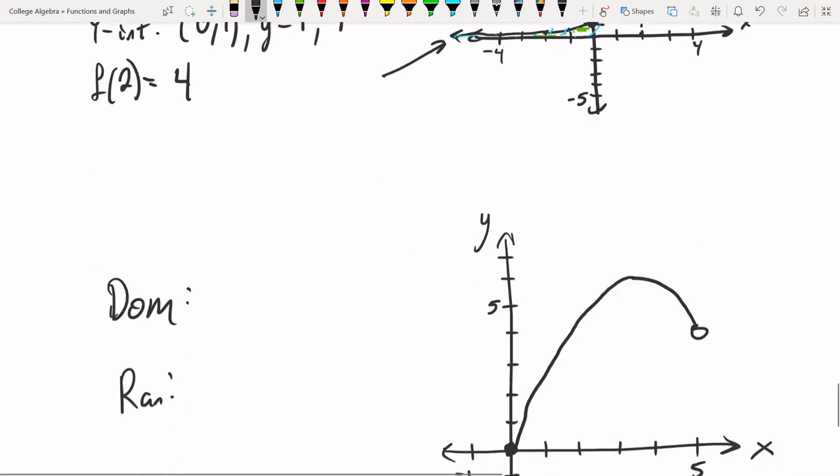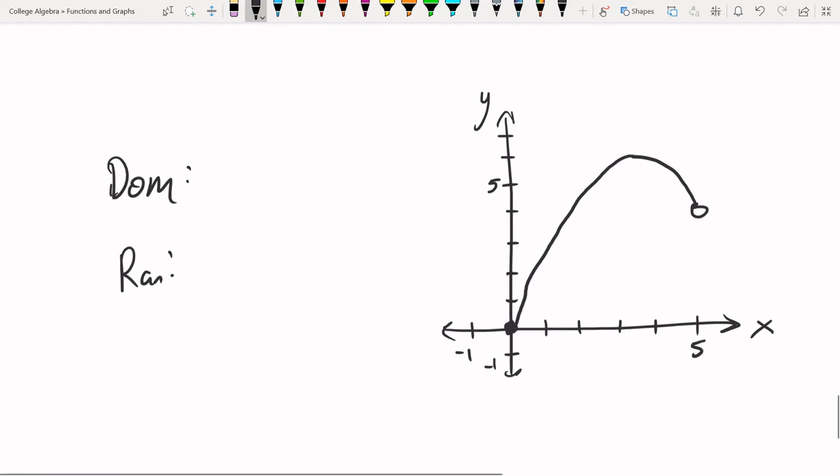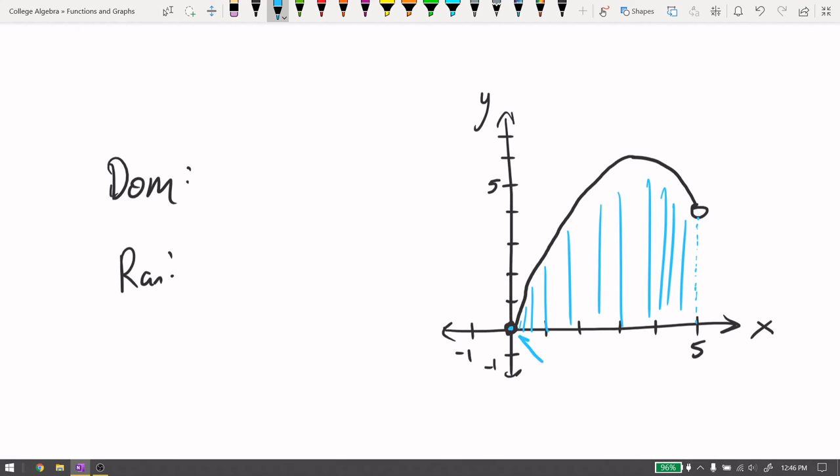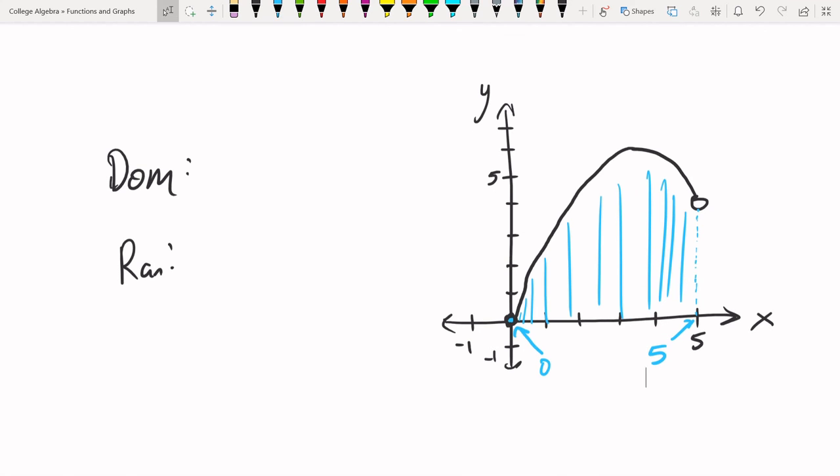Okay. Let's look at this one here. Here we're just wondering what the domain and range are. So going down, we see we start right here at this point, and all of this stuff is included all the way on up to here, but this point is not included because it's an open dot. So we go from 0 on up to 5. So our domain, the 0 point is a closed dot, meaning that it is included.